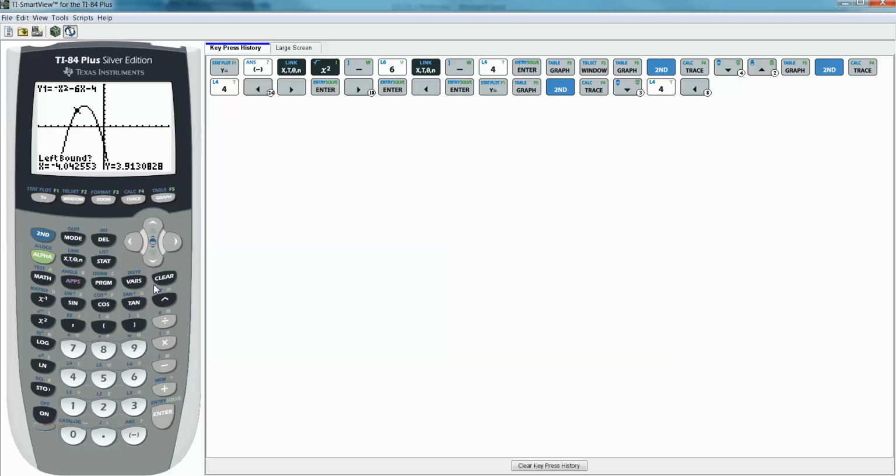You've got to move to the left. You've got to move to the right, to the right of that peak. Enter, enter. There, it messed up slightly again in a different way. It happens.